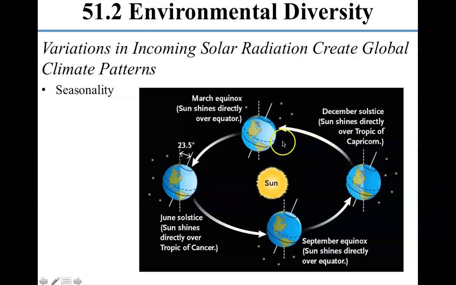And then as we move into spring, the sun is shining directly over the equator again, and so things are going to start to warm up for us as we transition into summer. So this is why when it's summer in the northern hemisphere, it's winter in the southern hemisphere.